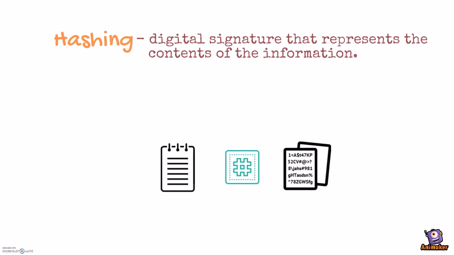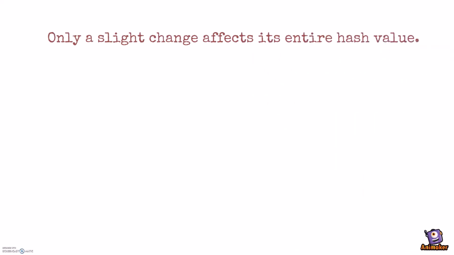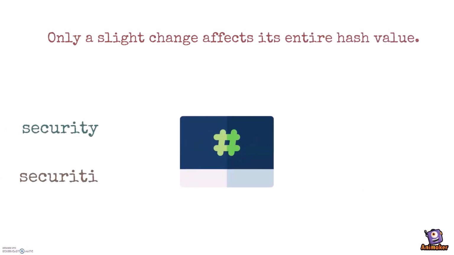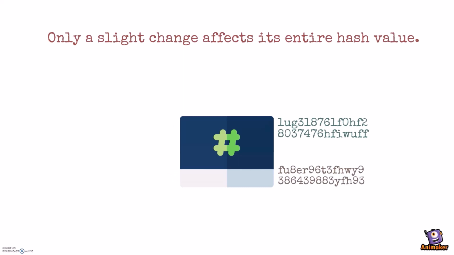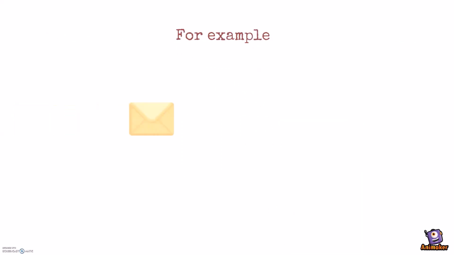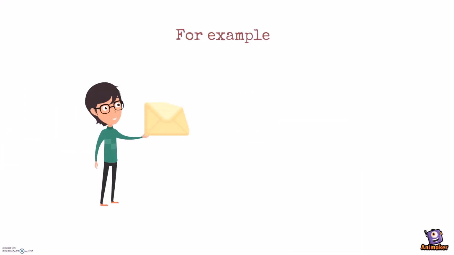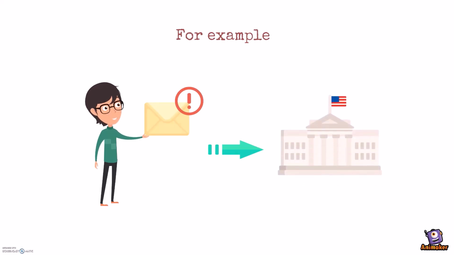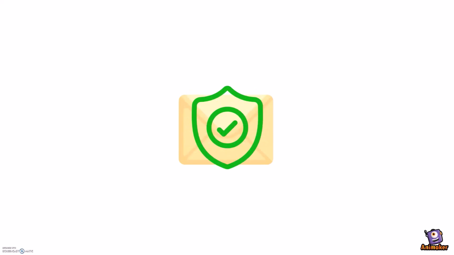When we have information that is hashed, only a slight change in its content can affect its entire hash value. This makes hashing an important tool to verify the integrity of information that we use every day. For example, let's say you want to send a super important letter to the president and you're about to deliver it to the White House. You want to make sure that nobody has tampered with the content of your letter. And if anybody has ever changed even just a letter of your letter, you want to know about it. Then hashing is the perfect tool for you.